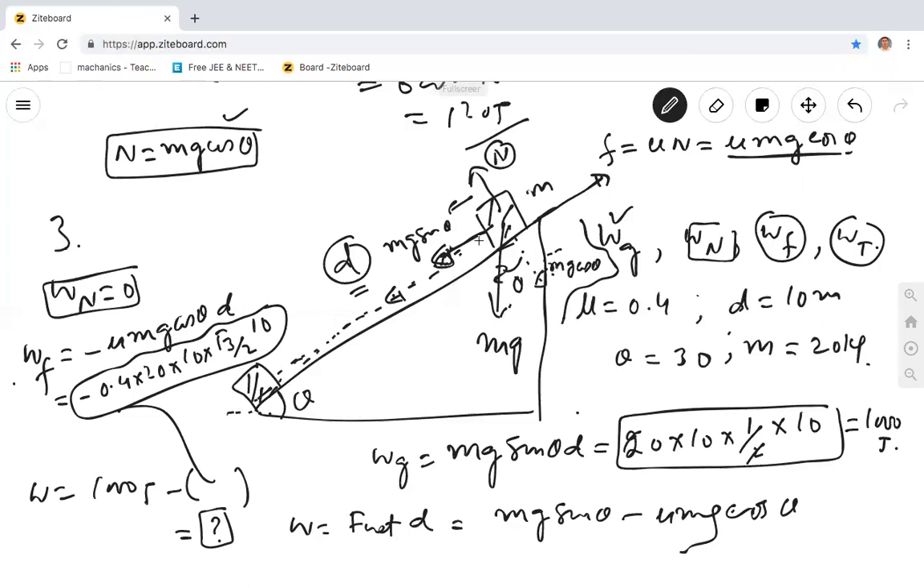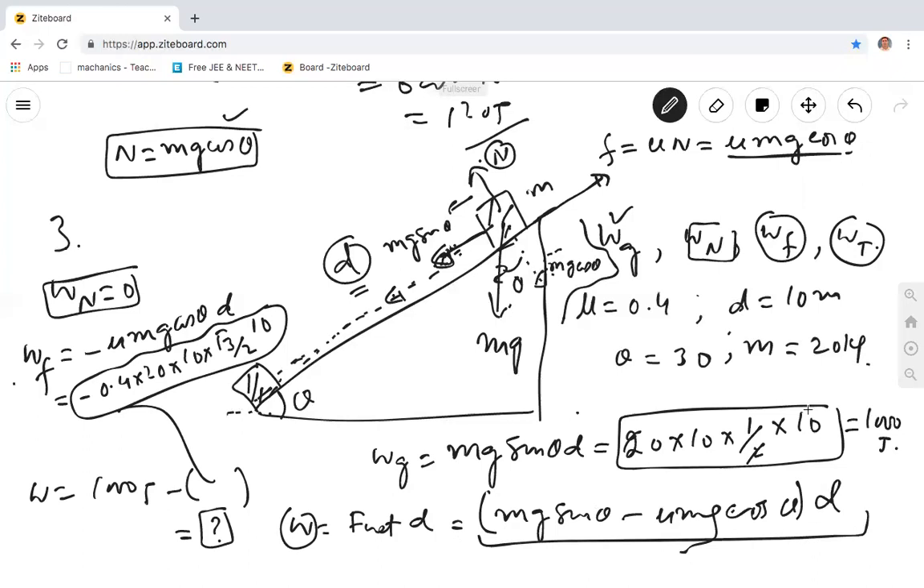This is resolved into two pieces, this and this. Mg becomes this and this. This normal goes, and there remains this and this. This is this minus this. I will repeat again. You make two pieces, this piece and this piece. This piece and this piece are equal and opposite, so they finish off. It is this piece minus this piece, which is the net force, into d. That is the net work, the total work done.